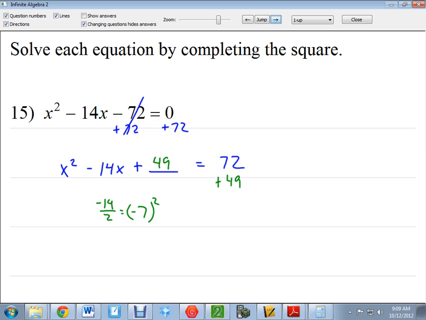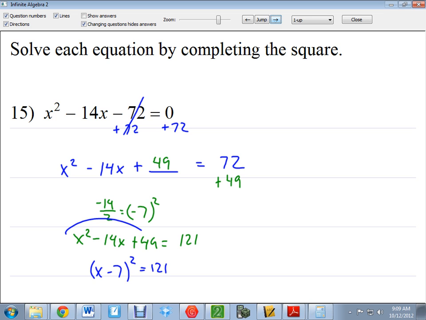This will give me a new equation. It's going to be x squared minus 14x plus 49 is equal to 72 plus 49 is 121. What I need to do now is just do the factoring process. Two numbers that multiply to 49 and add to negative 14 are 7 and 7, both negative. X minus 7 squared is equal to 121.